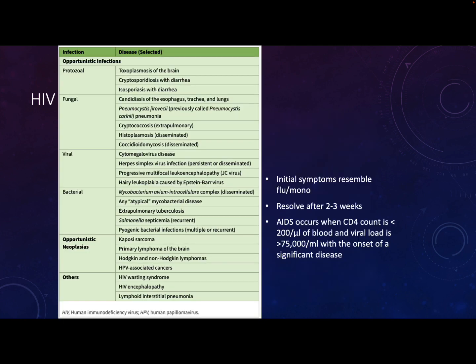So what are some of the infections that people who have HIV that has progressed to AIDS classically present with? So I told you that the initial symptoms of infection resembled the flu or even like mono, that tired, achy, fever, maybe a headache, and the symptoms will resolve in 2 to 3 weeks after symptom onset. So a lot of people will just think, oh, flu, mono, I just don't feel good, right? Your brain doesn't go, oh, maybe I have HIV.